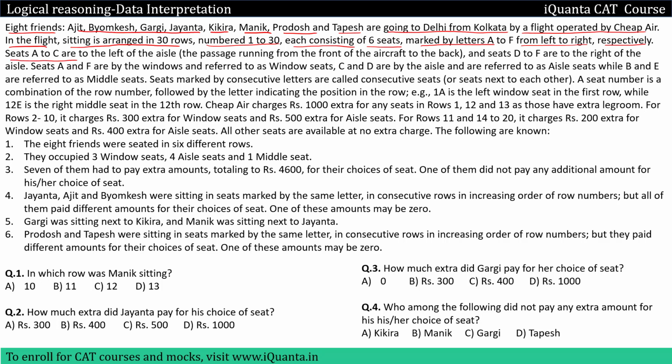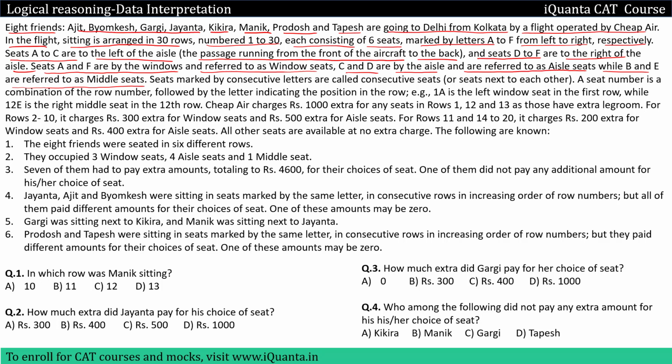Then seats A to C are to the left of the aisle, the passage running from front of the aircraft to the back. So what is the aisle here? Aisle is the passage running from front of the aircraft to the back. And seats D to F are to the right of the aisle. Then seats A and F are by windows and referred to as window seats. C and D are by the aisle and are referred to as aisle seats, while B and E are referred to as middle seats. So this is exactly similar to a normal airplane.